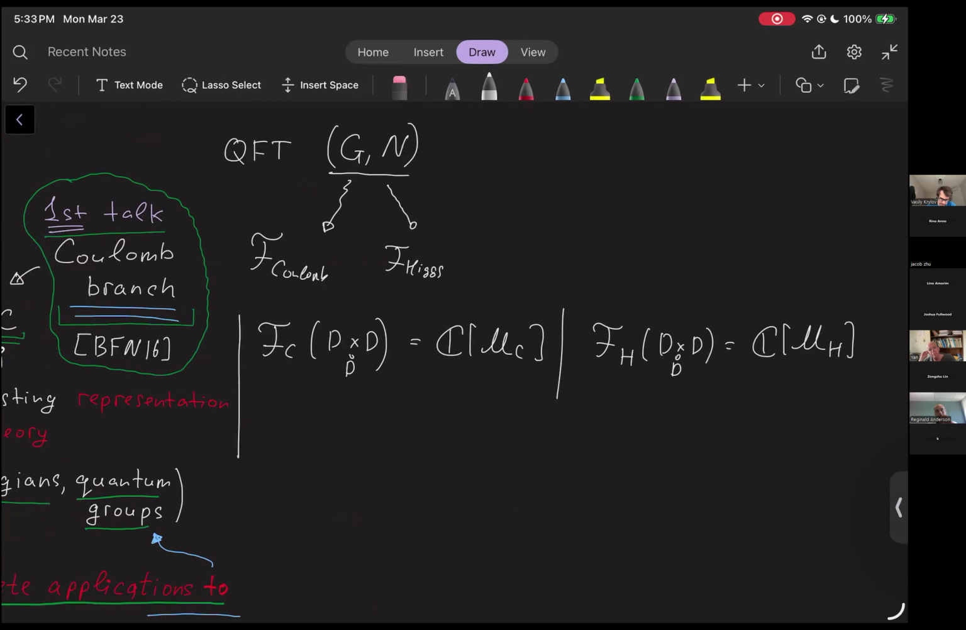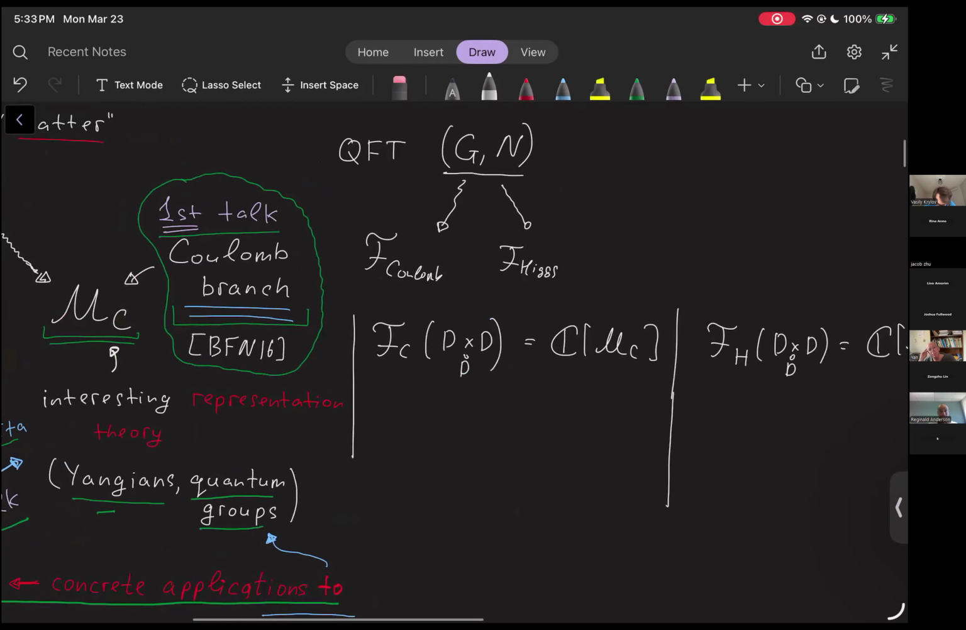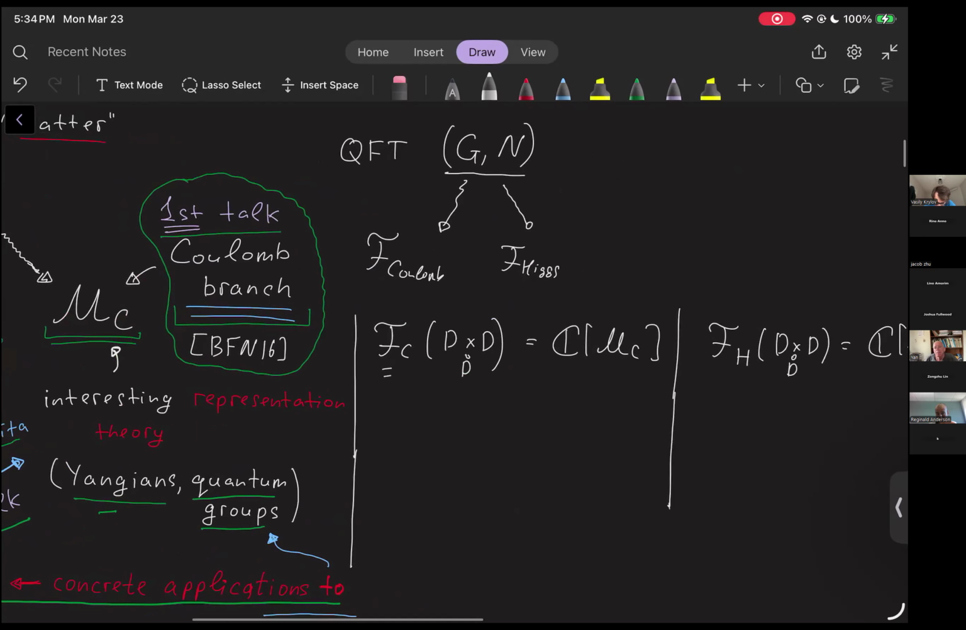So what I will be talking about is always about this theory F_C. In particular, at some point there will be some results, very vaguely. Whenever you have something like this, you can ask yourself the following question: what if we evaluate this theory on something still two-dimensional? I forgot to say that both of them are 3D theories, so being evaluated on a two-dimensional manifold, they should give us vector spaces.